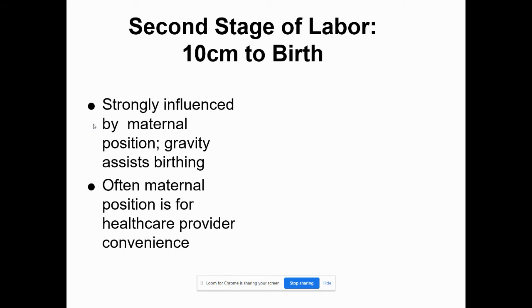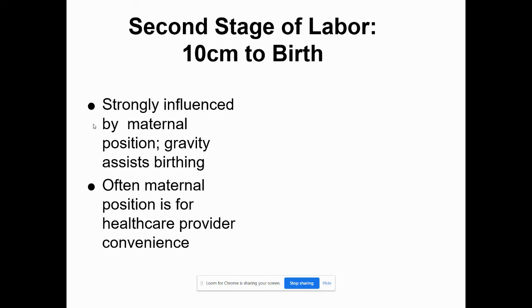The second stage of labor is strongly influenced by maternal position. Lying flat on your back is the worst position to be in. I mean, I guess if you were doing a handstand, that could be worse. But basically, having a woman flat on her back is not using the wonderful effects of gravity and positioning that could be achieved if she were squatting or in other kinds of positions.